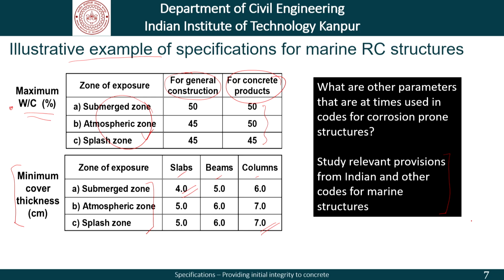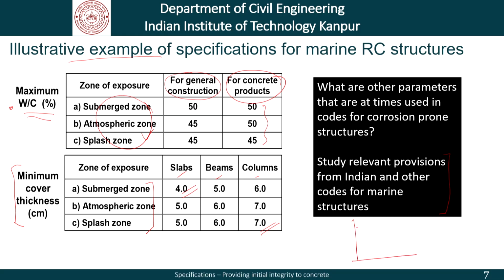This is just one example of how codes try to provide the initial integrity to the concrete that we use in a marine structure, and that is the starting point as far as this graph is concerned. So, if we change these water cement ratios, we will move either this way or this way. If we reduce the water cement ratio, we are going for richer concretes.